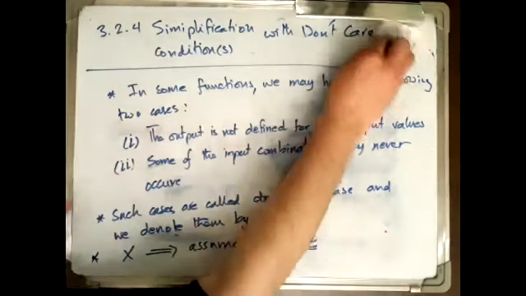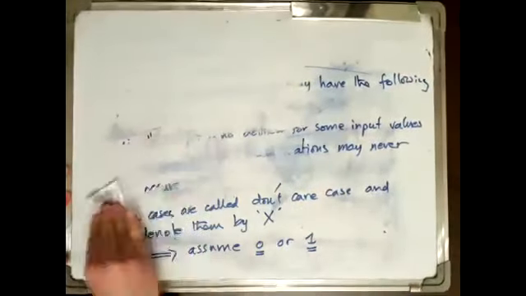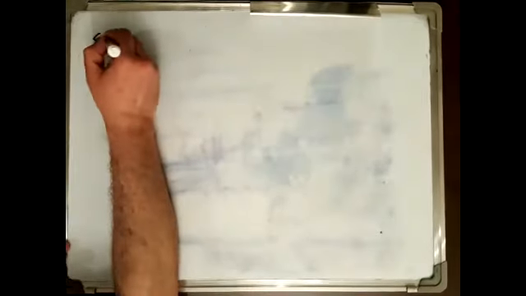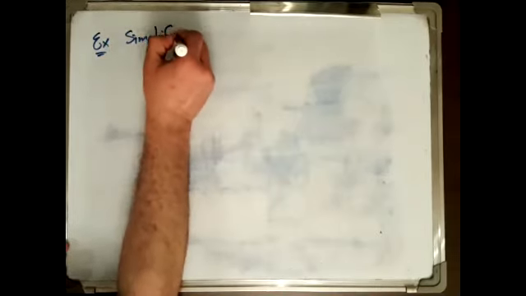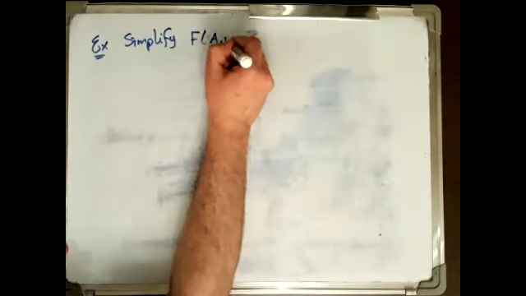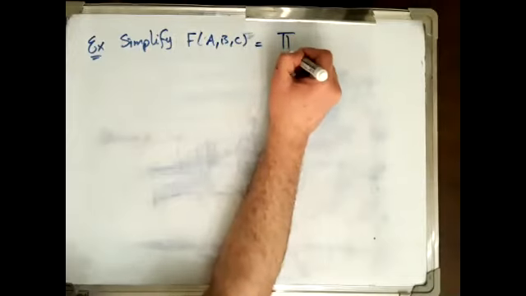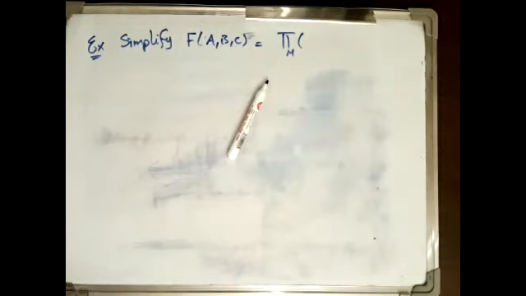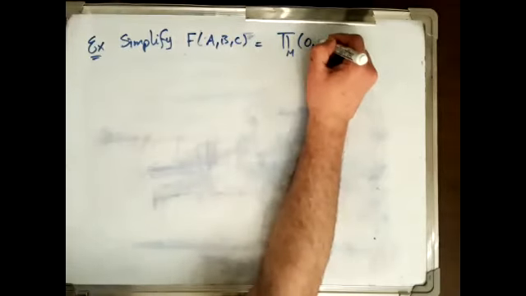So let's start with a very simple example. We have three examples. Example: simplify f of w x y, let me write it, a b c, which is a product of max terms. Okay. So it is max term 0, max term 4.